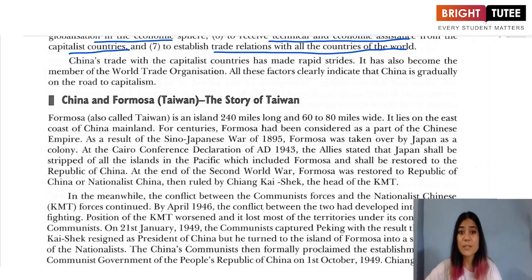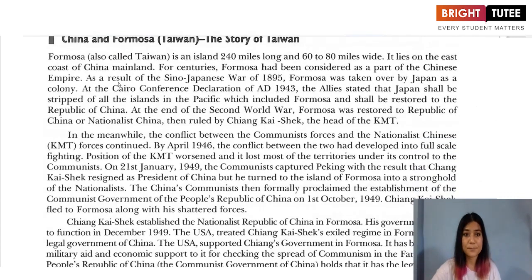Now, China's trade with capitalist countries like the United States of America, England, France, etc., had a huge impact on Chinese economic development and its society. Okay. Now, China became a member of the World Trade Organization. Okay. So, all these steps taken by China over a period of time were a clear indication that China was now on the road to capitalism. Okay. From socialism to capitalism.